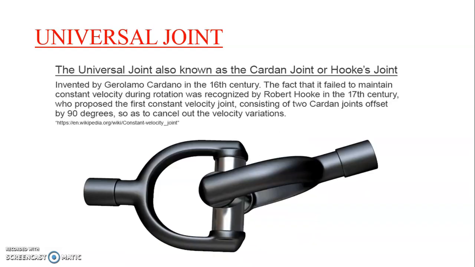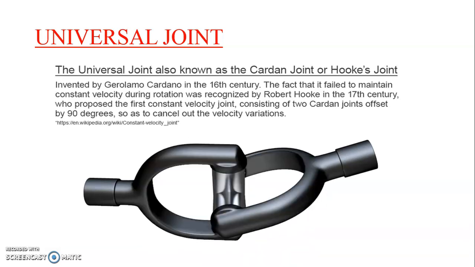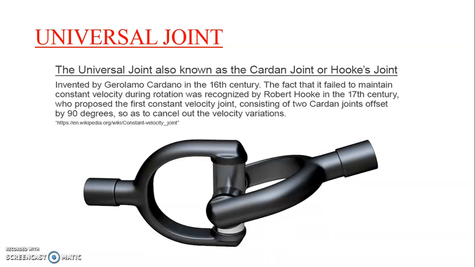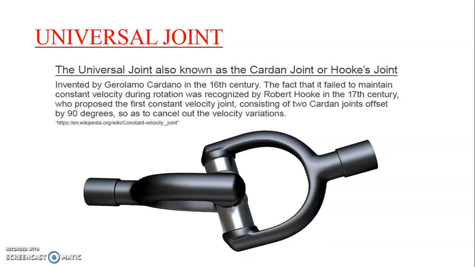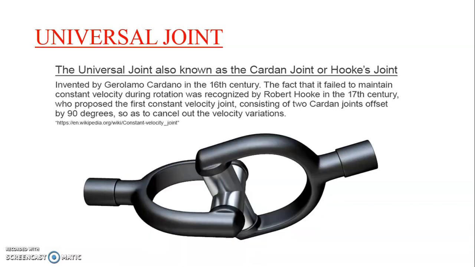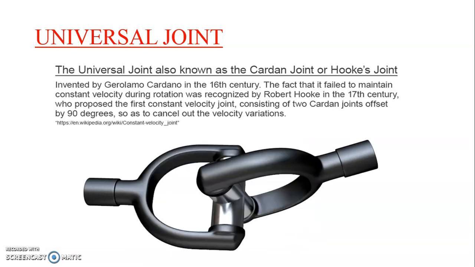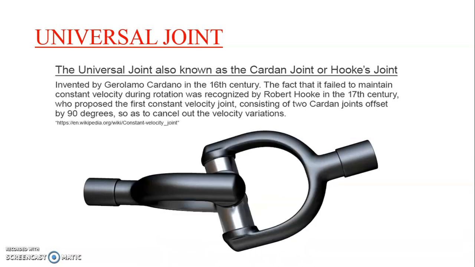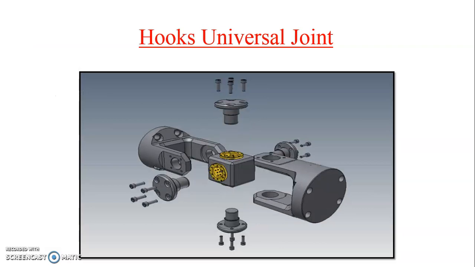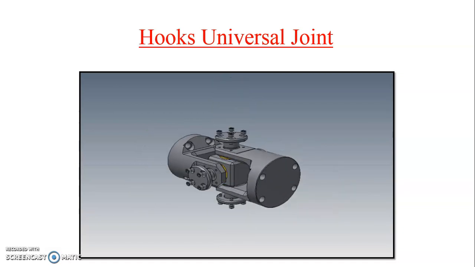First is the universal joint or Hooke's joint, improved by Robert Hooke, who identified the gap in the previous inventor's joint, Cardano's. He found that Cardano's joint was not able to maintain constant velocity, and he improved it by using two Cardano joints offset by 90 degrees, achieving constant velocity. You have already studied the Hooke's joint in the machine drawing subject, as well as some part in design and theory of machines.